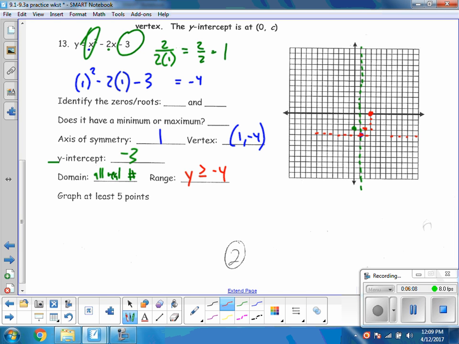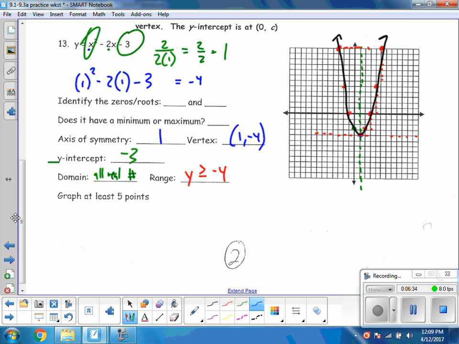Okay? And then I can reflect it. And I can go over 1, up 5. 1, 2, 3, 4, 5. Over 1, up 7. 1, 2, 3, 4, 5, 6, 7. And I can mirror it. 1, 2, 3. There's 4 up here, so it's 1, 2, 3, 4. So it's right there. So there is my parabola right there.